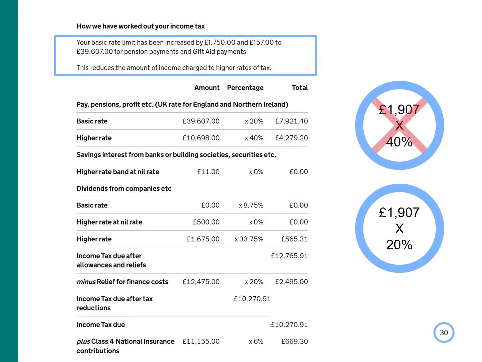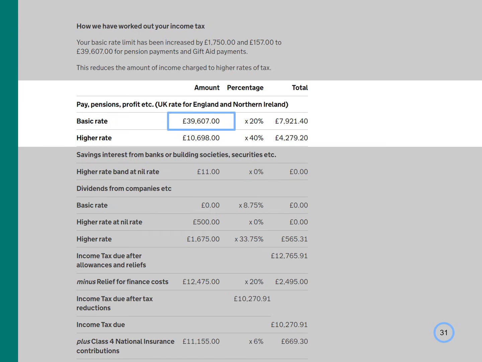from £37,700 to £39,607. This means that instead of paying tax at 40% on that £1,907, it is only paid at 20%. This gives the additional tax relief that's due on the payments into the pension and the gift aid payment if you're a higher rate taxpayer.